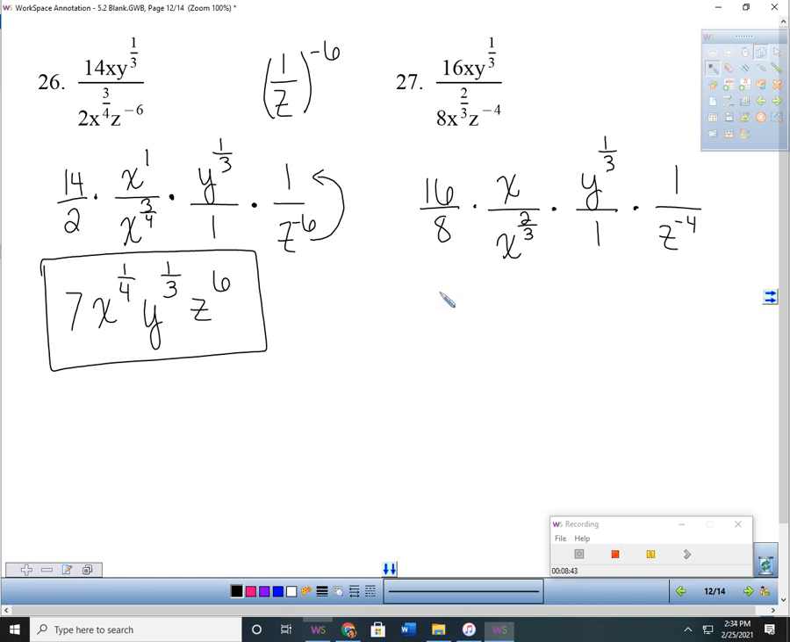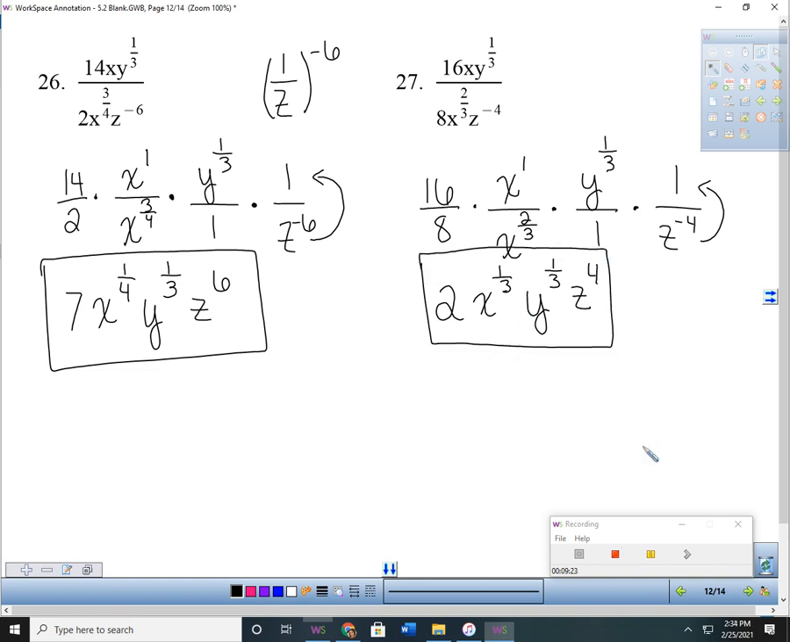So 16 divided by 8 is 2. When I divide these x's, I would have to take the 1 minus the 2/3, so this would be x to the 1/3. I can't do anything with the y, so it's just y to the 1/3. And to get rid of this negative exponent on my z, I'm just going to move it to the top, which makes it z to the 4th. I've combined all my x's, my y's, my z's. No negative exponents, so I'm done.